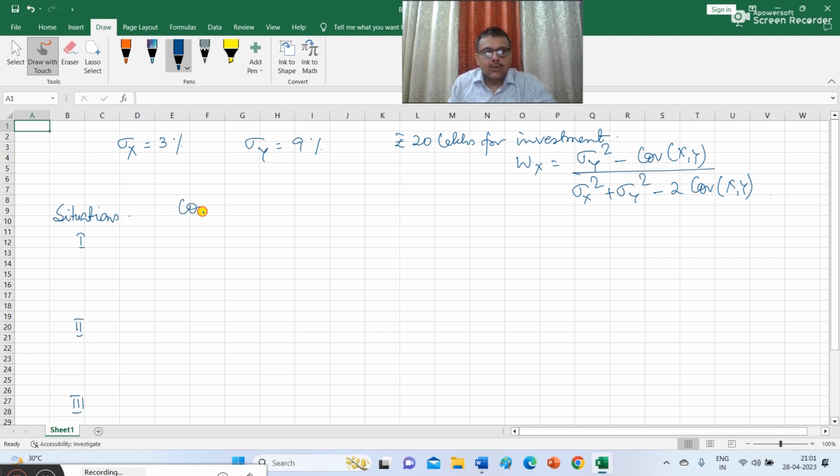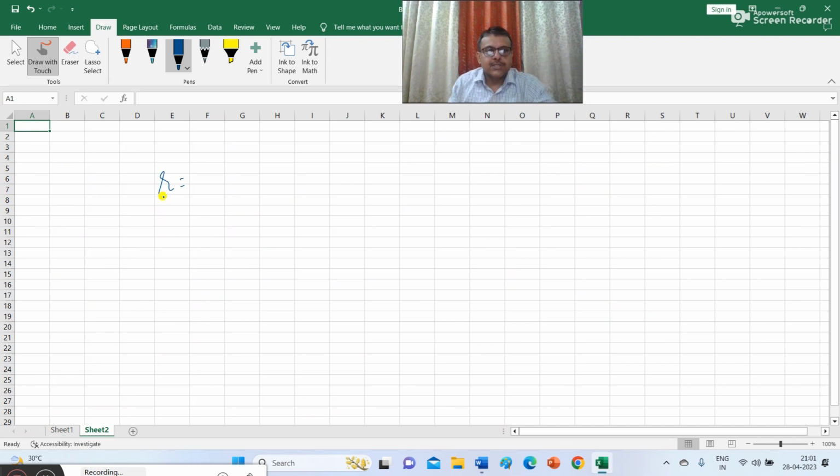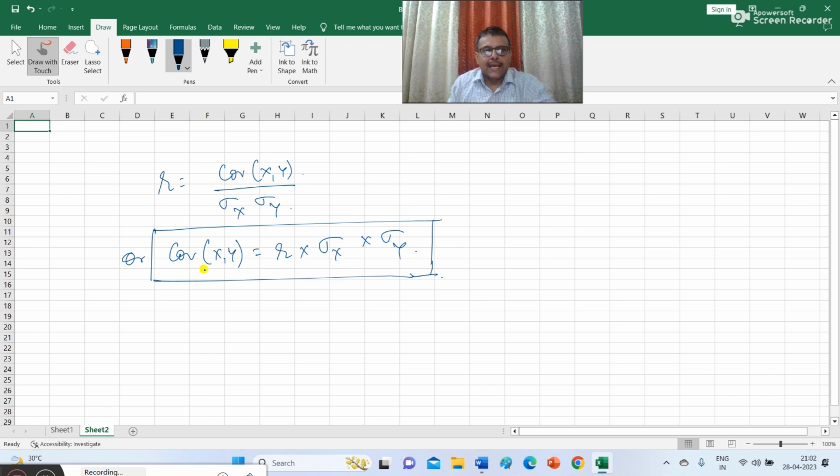So I am calculating the value of cov XY in the four different situations. R, the correlation coefficient, is calculated as cov XY divided by sigma X and sigma Y, or cov XY is equal to R multiplied by sigma X multiplied by sigma Y. So you can easily calculate the value of cov XY for the four different situations of R.